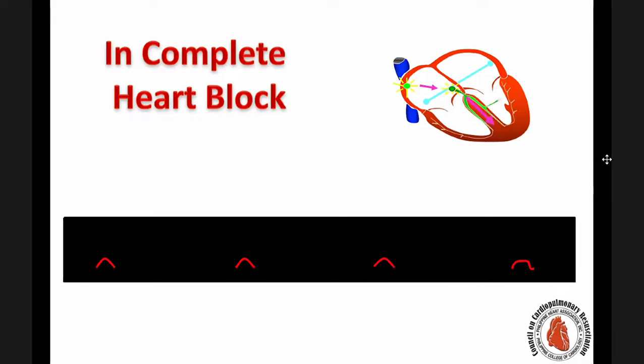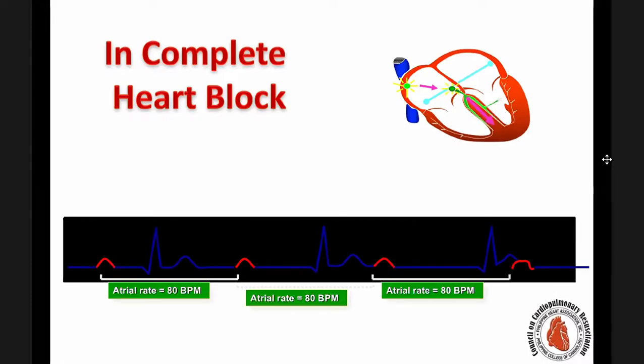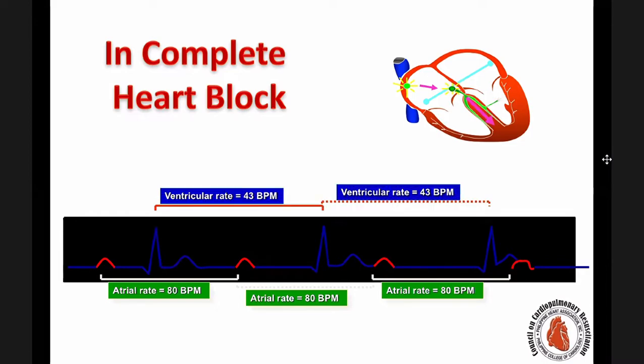We call it an escape beat because nag-fire na yung pacemaker nila. It will be at 40 beats. It will not be faster than the SA node kasi nga the pacemaker below the AV node is always slower than the SA node. So kung titingnan mo dito, same distance yung ventricles, 43 beats per minute, and regular din yung atrial rate at 80 beats per minute, but wala silang relationship.